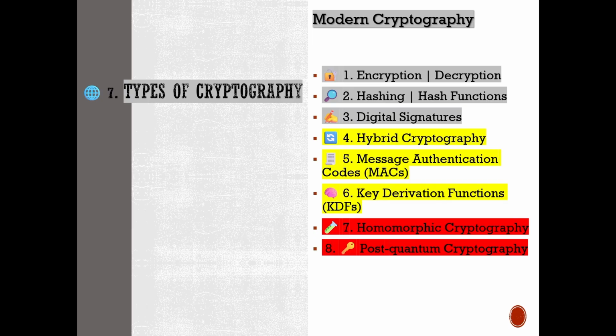Listed here are a few. Highlighted in the gray are the main basis on which modern cryptography is formed. For number 1, we'll look at encryption and decryption. 2, we'll be looking at hashing and hash functions. 3, digital signatures. 4, hybrid cryptography. 5, message authentication codes, which are known as MACs. 6, key derivation functions, which are KDFs. 7, homomorphic cryptography. And 8, post-quantum cryptography.